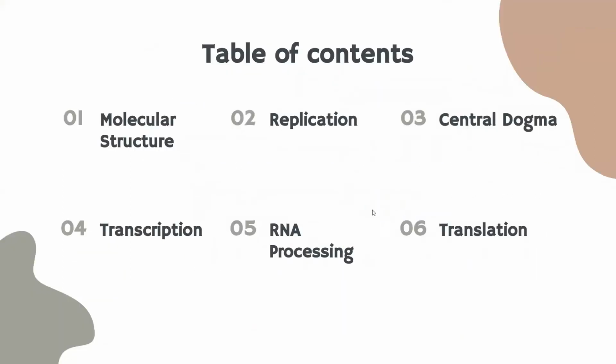Here is the table of contents. Number 1, molecular structure. Number 2, replication. Number 3, central dogma. Number 4, transcription. Number 5, RNA processing. Number 6, translation. We're gonna learn these processes one by one.